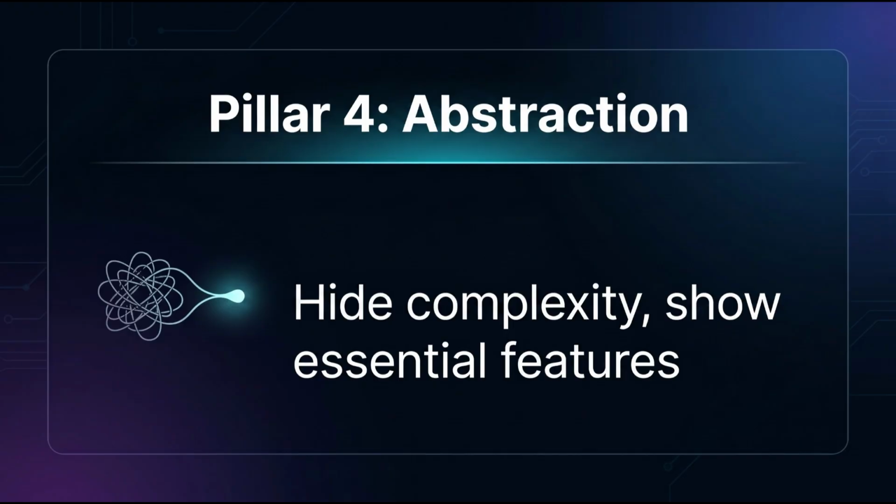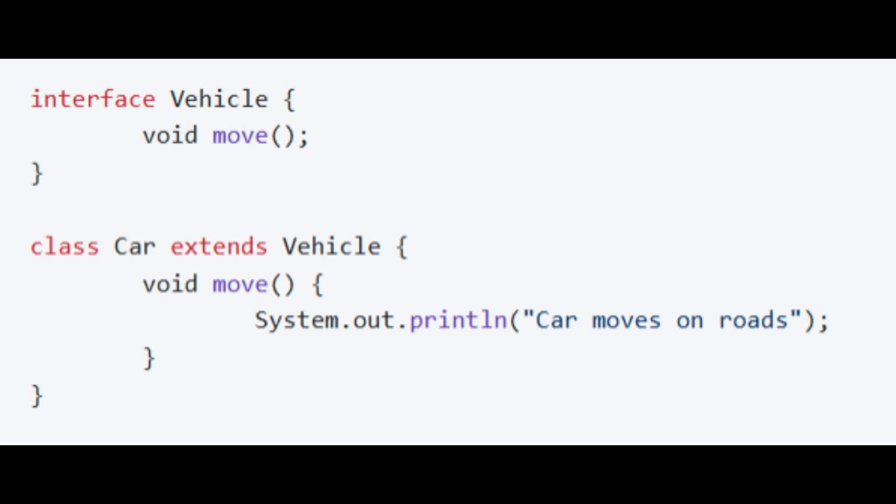The fourth principle is abstraction. Abstraction means hiding complex implementation details and showing only the essential features. The goal is to simplify how the user interacts with the system. A good way to think about it is this. When you use a vehicle, you care that it moves, not about every low-level detail of how movement is implemented internally. In Java, abstraction is commonly achieved using abstract classes and interfaces. For example, an interface Vehicle may declare a method move, and then a class like Car provides the actual implementation. The user sees the important capability, not the full internal complexity.